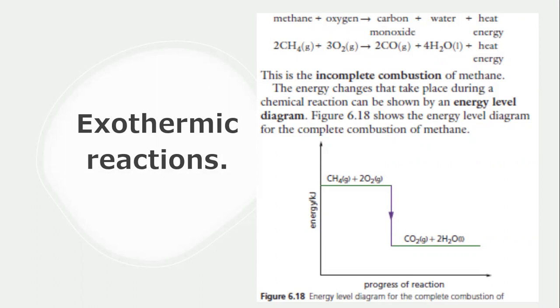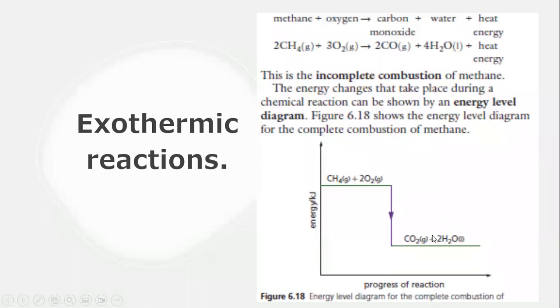Endothermic reaction is the opposite. It absorbs the energy from the surroundings. So the surroundings will get colder. So if I'm doing the reaction in a beaker, the beaker will actually get colder because the energy is being absorbed from the beaker. Now, this is generally what happens. In an exothermic reaction, the reactants have higher energy compared to the products. Your products are at a lower energy level and your reactants are at a higher energy level.